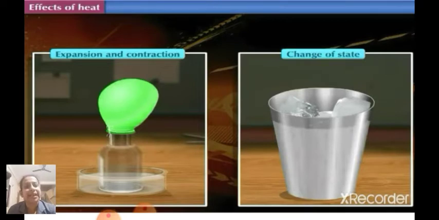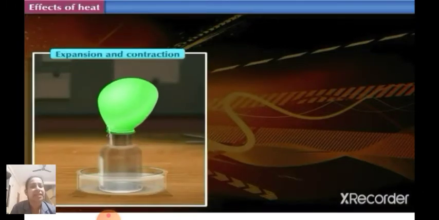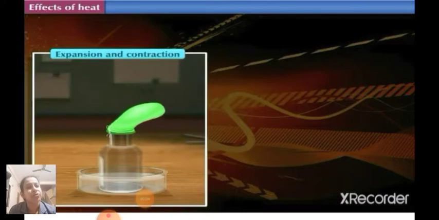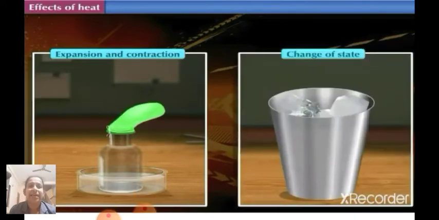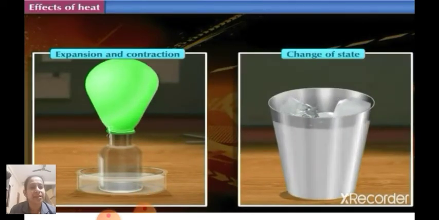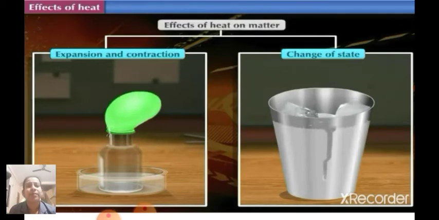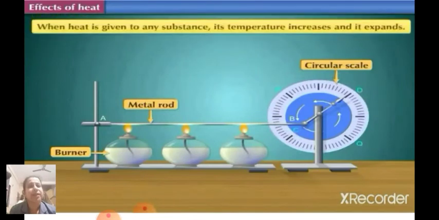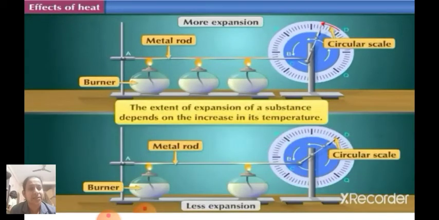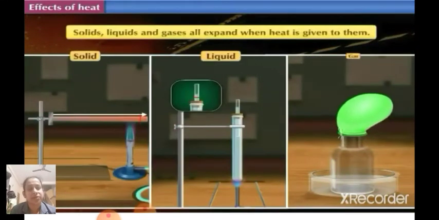In the previous classes, you have learnt about the two different effects of heat, that is expansion and contraction. Whereas the second one is the change of state due to the heat, which can be absorbing heat or giving away heat. Fine. So when heat is given to any substance, its temperature increases and it expands. The extent of expansion of any substance depends upon the increase in its temperature.